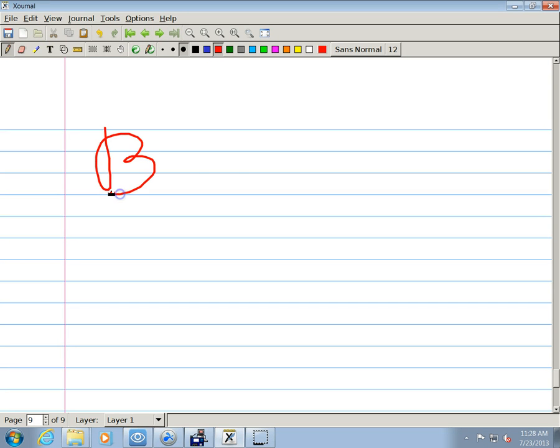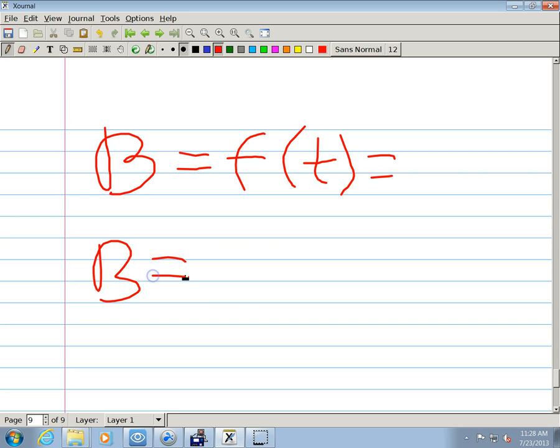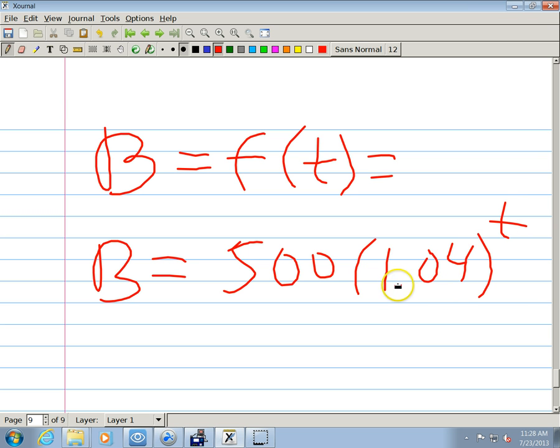What if b as a function of t is, well, let's write it here, is 500 times 1.04 to the t. Does that sound familiar? What do you think b stands for and t stands for? Does that look familiar at all? 1 plus 0.04? How about that?